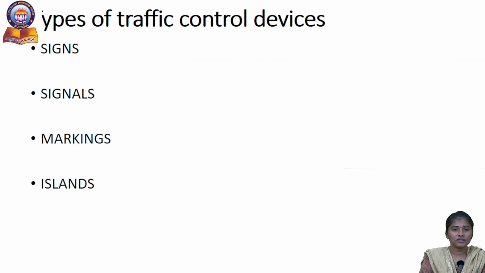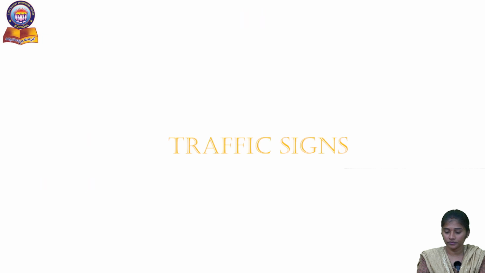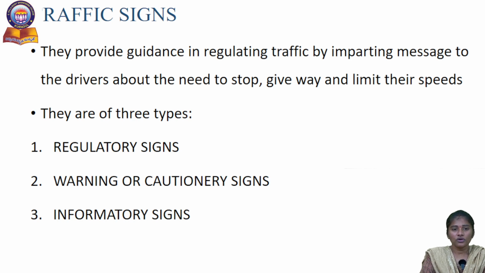So these are the various control devices which we use in general: signs, signals, markings and islands. Today we are going to discuss in this video traffic signs and traffic signals. First, traffic signs. Traffic signs provide us guidance in regulating traffic by imparting messages to the drivers about the need to stop, give way and limit their speeds. We have three types of traffic signs: regulatory signs, warning or cautionary signs and informatory signs.